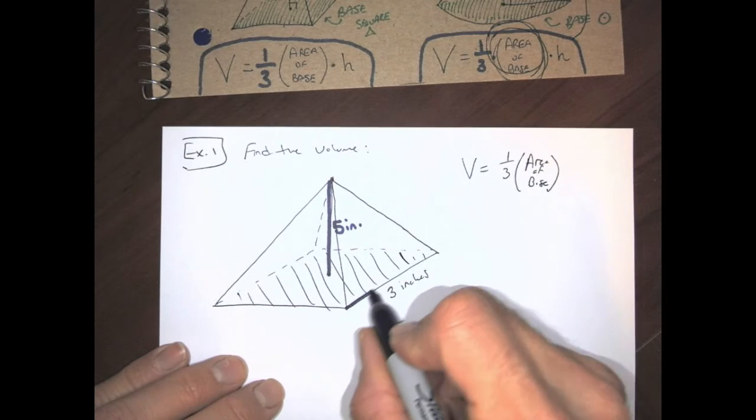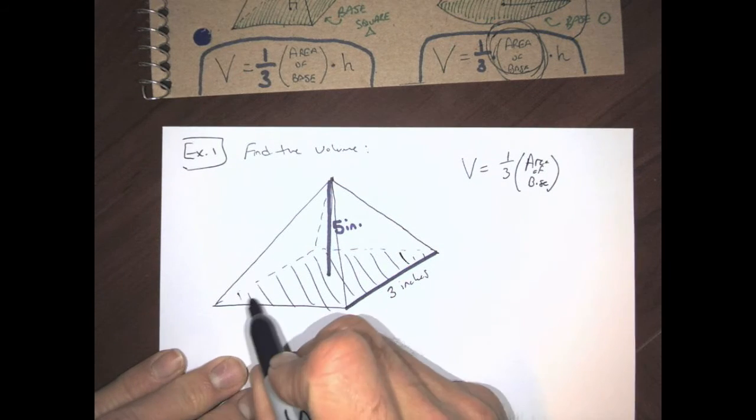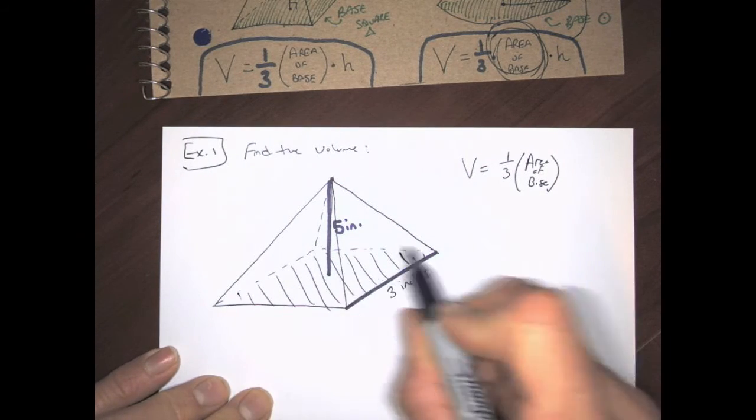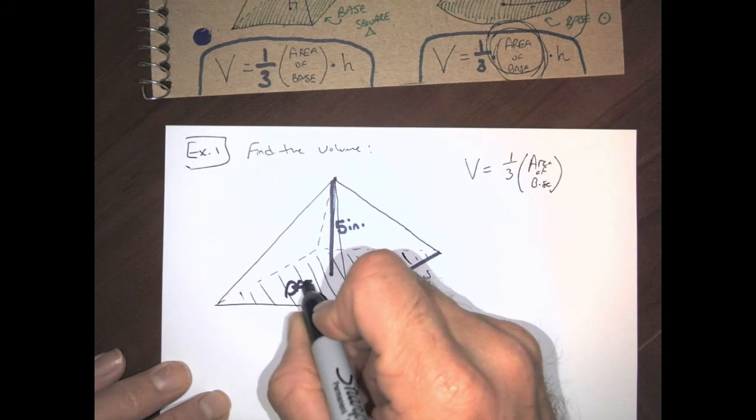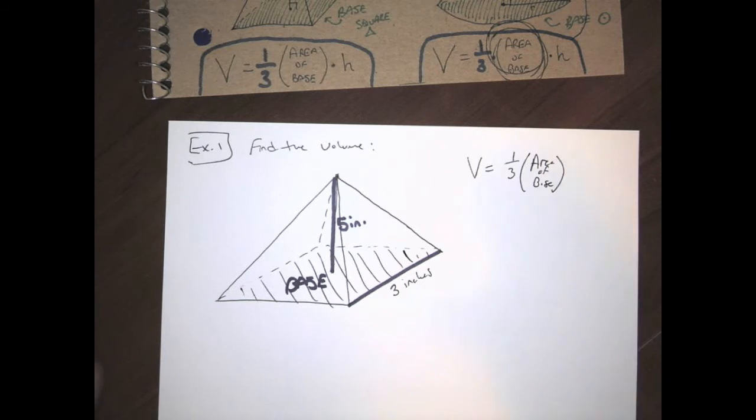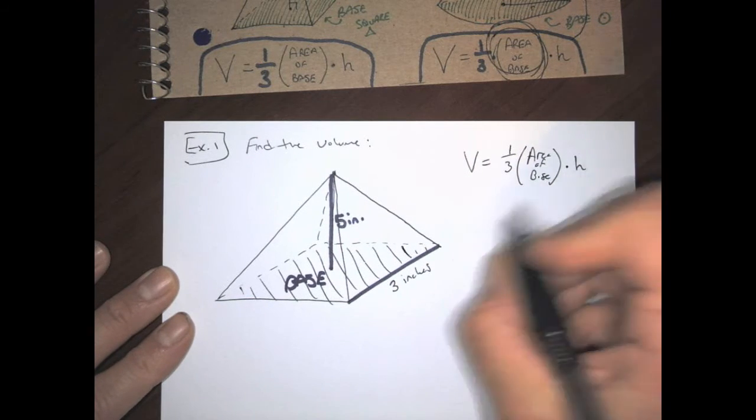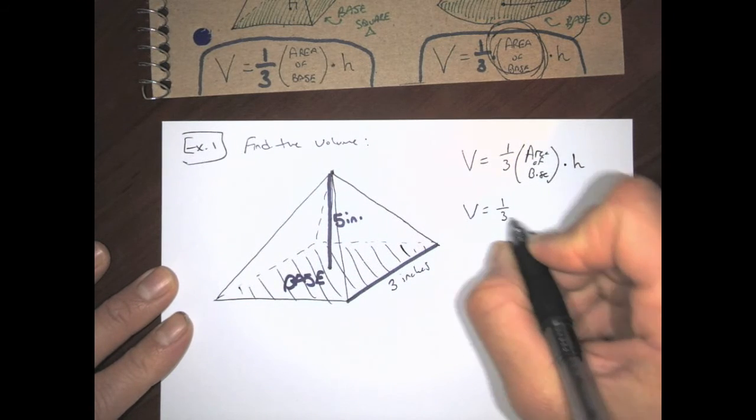This is not the base, folks. That's what we call a base edge. The entire surface that the pyramid is sitting on is what we call the base. This is the base. Alright, so area of the base times the height. Just start plugging some numbers in, folks. 1/3 area of the base.